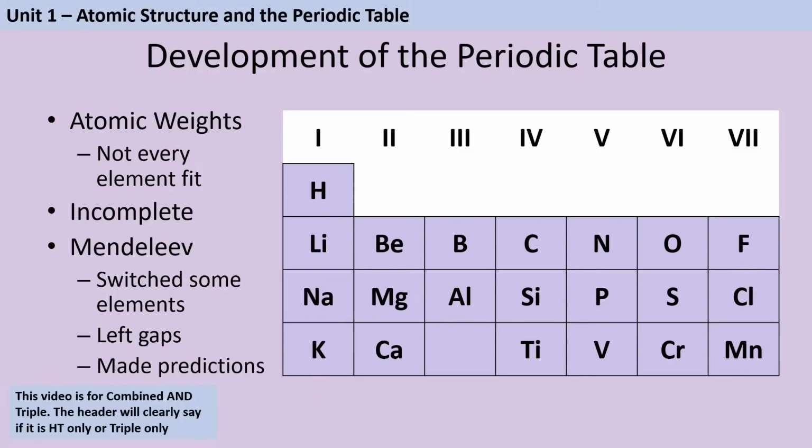The second thing was that he left some gaps. He recognised that they probably hadn't found all of the elements. And the third thing was that he made predictions about which elements should go in those gaps. So he said, there's going to be an element, we haven't found it yet, but when we do, it'll have a melting point of this, it'll have a density of this. And he made those predictions.